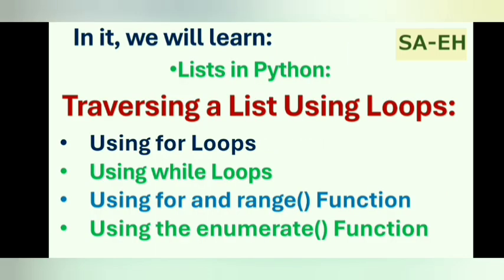In this Python tutorial, we learn traversing a list using loops. A list can be traversed in Python using a for loop, a while loop, for and range function, and the enumerate function. Each section is explained with examples.